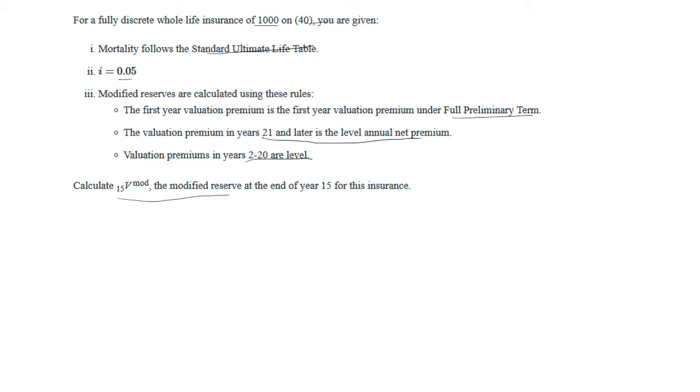The first thing we're going to look at is the premium. Right now, in year 1, it's a full preliminary term, so we can treat this as a 1-year term insurance. For years 21 and later, we have a level annual net premium, so we can write it as 1,000 A40 over ä40. And then for years 2 through 20, it's level, so we're just going to say it's P.